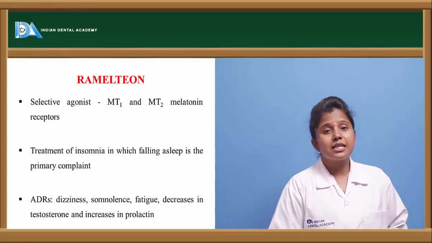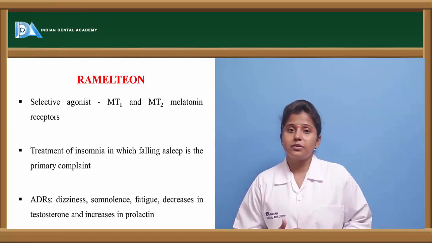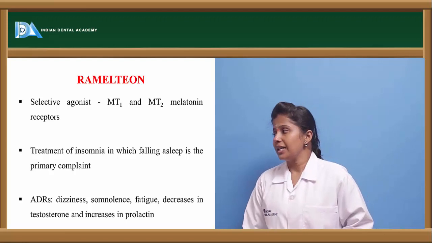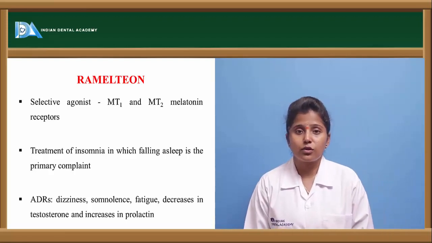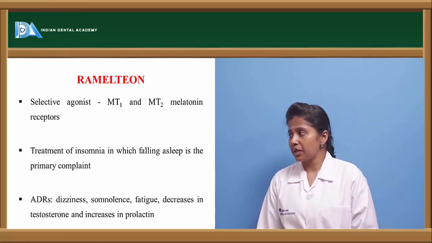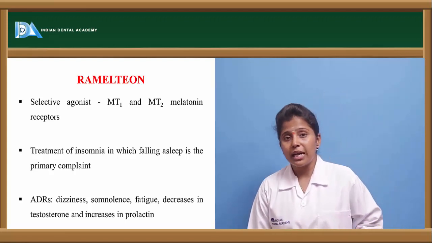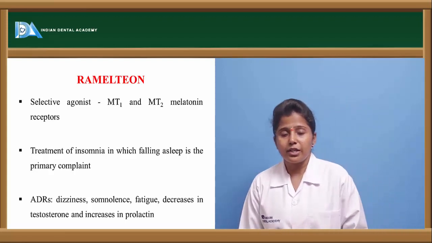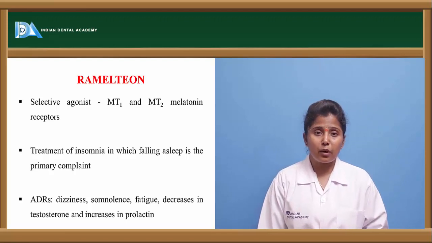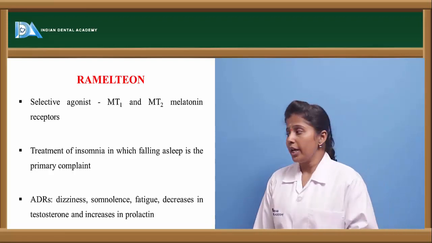The other drug is ramelteon. Ramelteon is a drug used as a hypnotic, and it is a selective MT1 and MT2 agonist. These are melatonin receptors present in the body, and the drug binds to the MT1 and MT2 receptors. It is used in the treatment of insomnia. It does not have many pharmacological actions. The only action is to induce sleep or to treat insomnia.